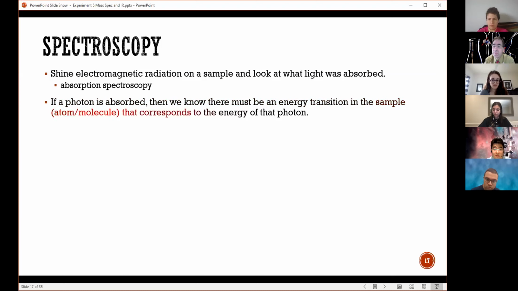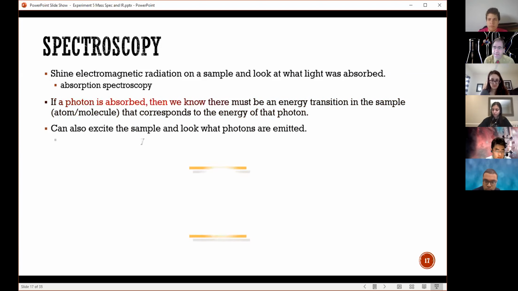They're too small to see with visible light for the most part, so we shine light of other wavelengths on them. If the molecule absorbed that photon, then the energy of that photon corresponds to some energy change within the molecule. Just by knowing that it absorbed a photon of 880 nanometers, we know there has to be an energy transition of 880 nanometers in the molecule itself. So we can infer something about the molecule by knowing what it absorbed.